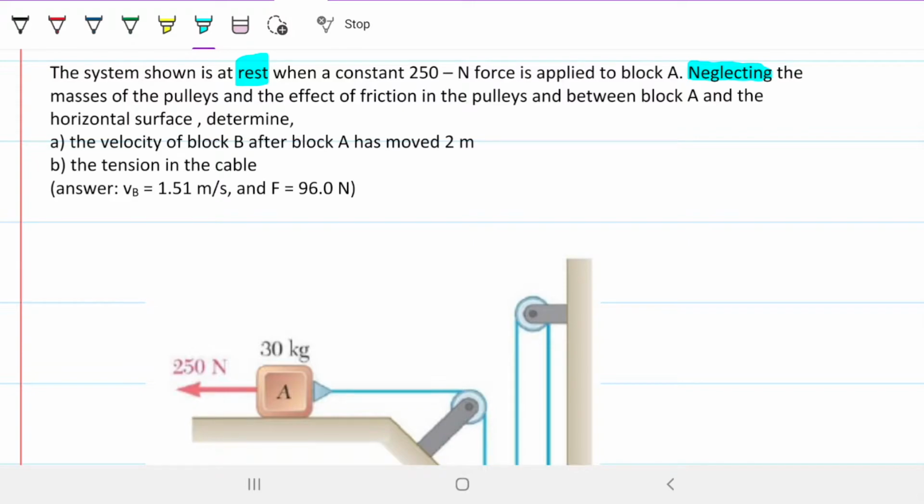And the reason why we're tackling this mainly as an energy problem is because we have a force being applied over a distance of 2 meters. We know that force times distance screams energy, right?